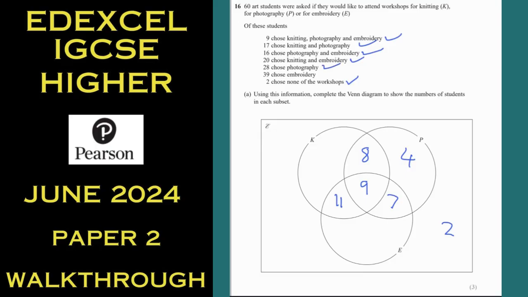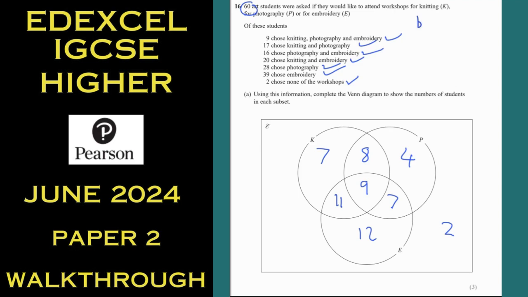39 for embroidery, so that circle needs to be 39. So 39 minus these numbers gives us 12. And so, as you can see, they haven't given us enough information for what goes in just K. Do 100, do 60, minus all the numbers you can see, and you get the number 7. I'll stay on this page. There are parts B, C, and D, so let's talk through them.